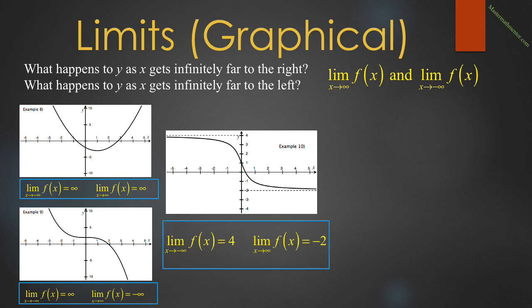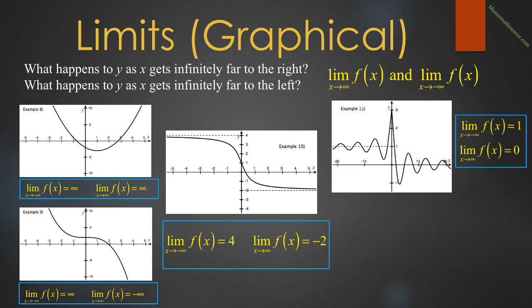Another behavior of the graph is that it can become asymptotic to a line. In this case, the limit is a value, and we would say that the limit of f of x as x approaches infinity is L. So in this case, the limit of f of x as x approaches negative infinity is equal to 4, while the limit of f of x as x approaches infinity is equal to negative 2.